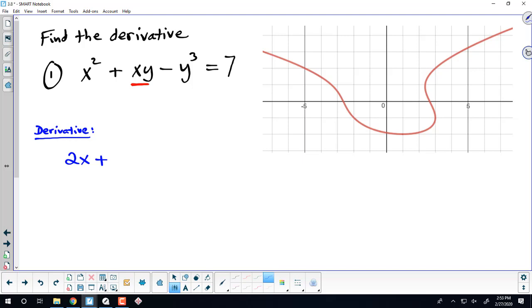What's the derivative of our negative y cubed? Negative 3y squared times y prime. So we take the derivative of y, like we would with x, but then we just multiply that by the derivative of y. That's the chain rule. So the derivative of y cubed is 3y squared times y prime. Does that make sense? Anybody have any questions? We're just looking at it as some function of x cubed, and using the chain rule. Equals the derivative of 7, which is again 0.